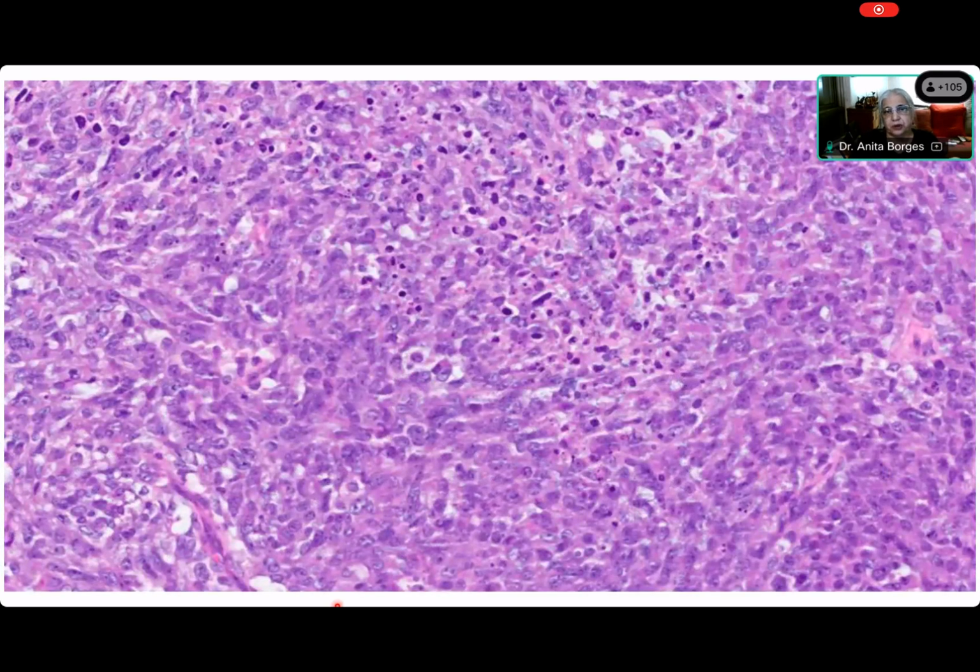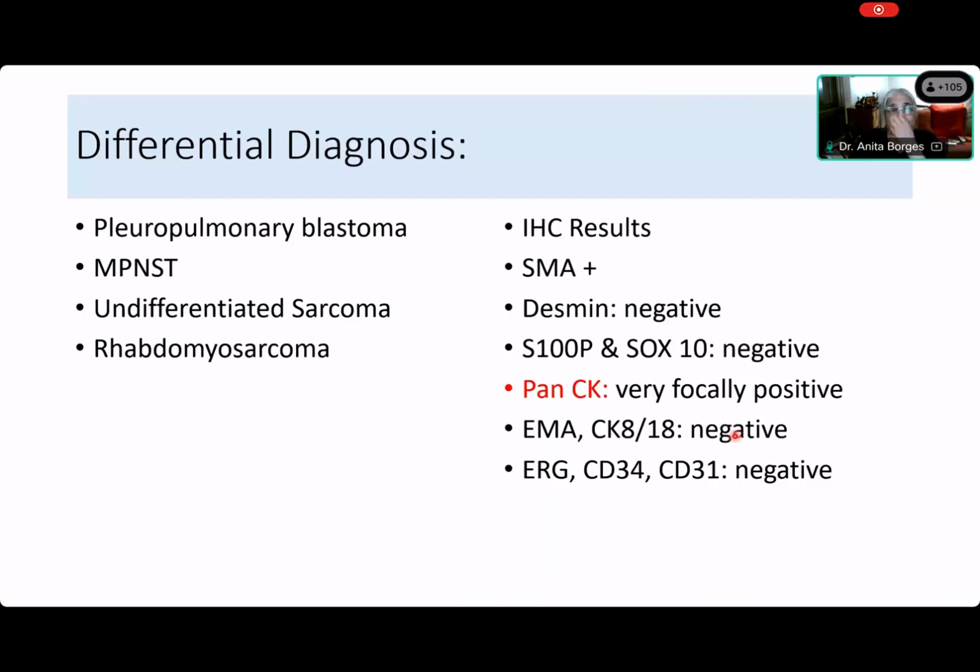Okay? Yes, it has spindle cells. Look at the amount of necrosis that is present. And you're right, these spindle cells are not in fascicles. So then, because it is a child, because it is in the chest, just like our synovial sarcoma was in the chest, okay? It could be a pleuropulmonary blastoma, MPNST, naturally, because it's got necrosis, undifferentiated sarcoma of some sort, or rhabdomyosarcoma. And you have to do the immunohistochemistry.